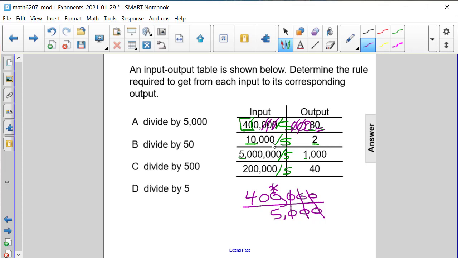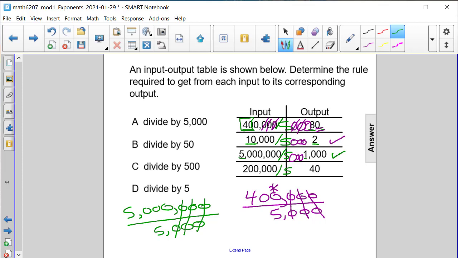Let's look at 10,000. Is 10,000 divided by 5,000 2? Yes, it is. What about 5 million? Is 5 million divided by 5,000 1,000? Let's write that one out to see if it works. 5 million divided by 5,000. Okay, so this set of zeros goes away, these go away, these go away. And then we would have 5 divided by 5, which is 1, and then 3 zeros remaining. And yes, we would get 1,000 if we divide 5 million by 5,000.